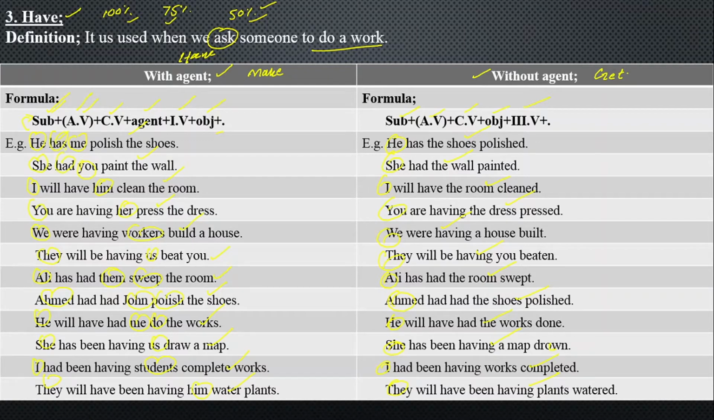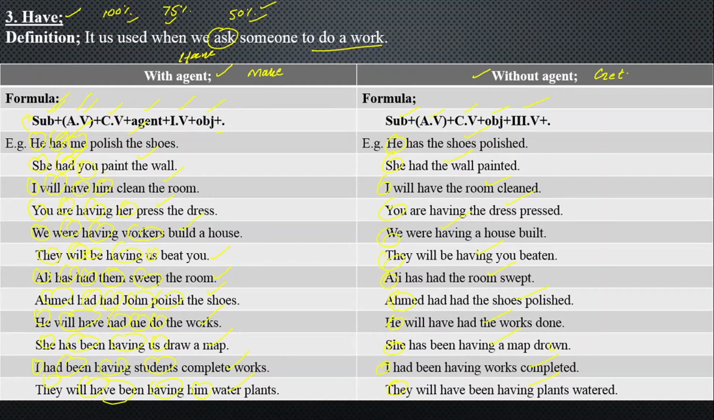In past indefinite we don't have. In present indefinite we don't use auxiliary verbs. Here we have got the helping verbs like will, are, were, will be, and has, had, will have, has been, had been, will have been. And your causative verb is here has, had, and here have, having. In the same way, had, and after that, having.